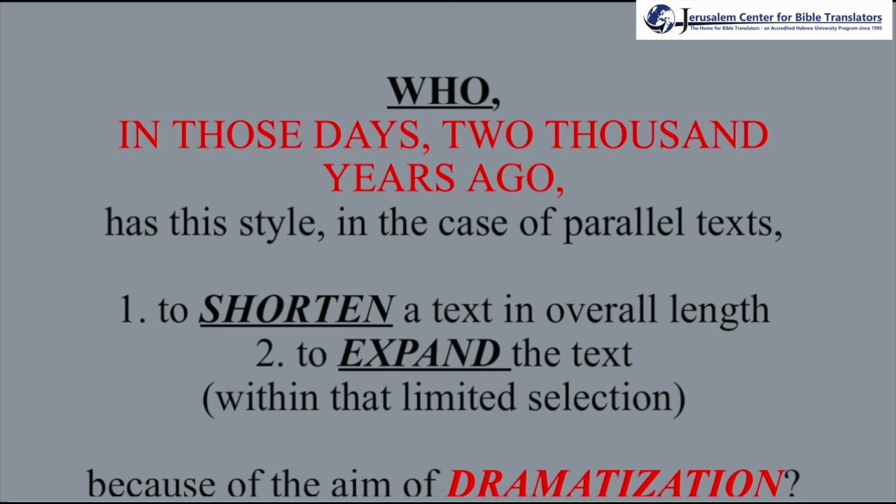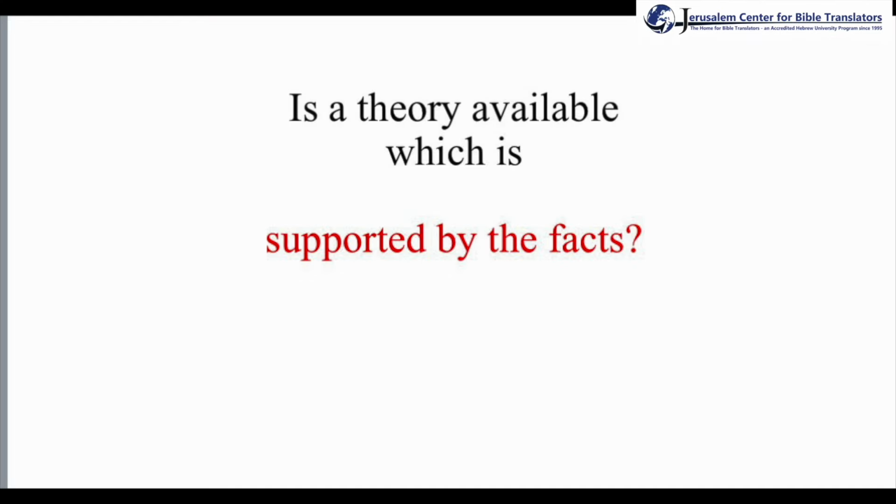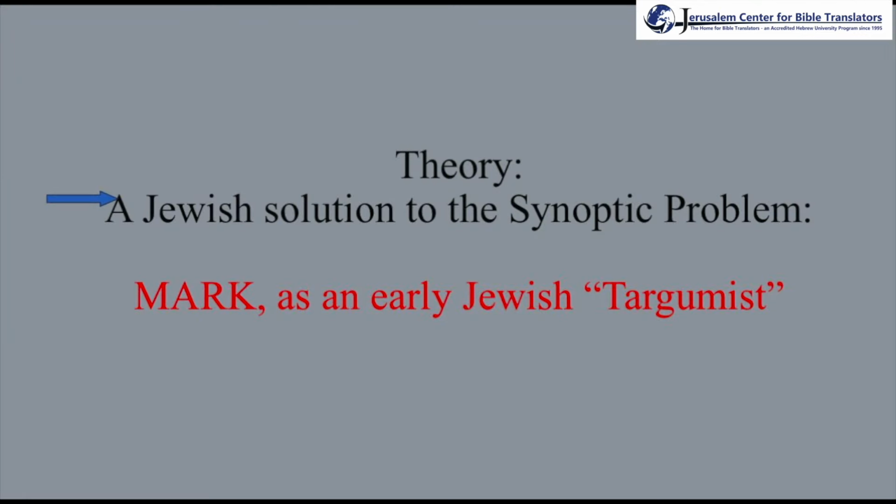Now, who was it in those days, 2,000 years ago, that has this style in the case of parallel texts that are telling the same story? 1, to shorten the overall length of the text, and then 2, to expand the text within that selection that was made, and to do so with the aim of dramatizing. Is there a theory available to explain this that's supported by the facts? So the theory is there is a Jewish solution to the synoptic problem, if we look at Mark in his own literary context at the time of the development of the Targums.